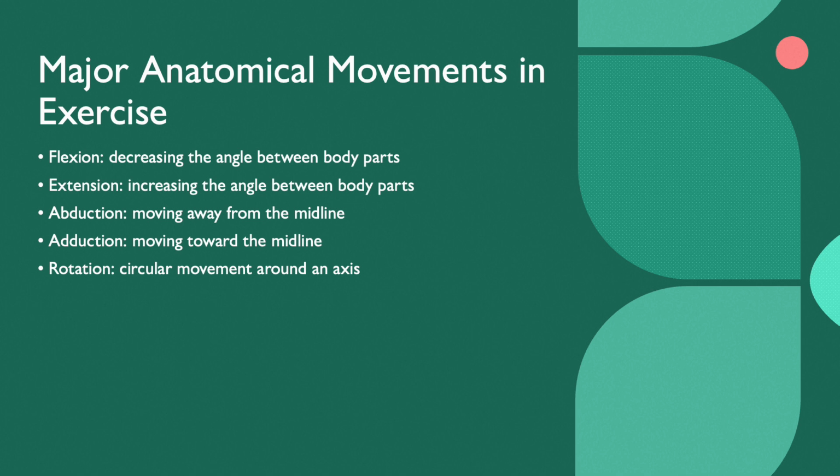So now we take a look at some of the major movement types. We have flexion, which decreases the angle between two body parts. For example, bending your elbow during a curl. Then we move on to extension, which increases that angle, like straightening the knee during a leg extension. We have abduction, which moves your limb away from the midline of your body. And we have adduction, which pulls it back toward the midline. These are common in shoulder and hip exercises.